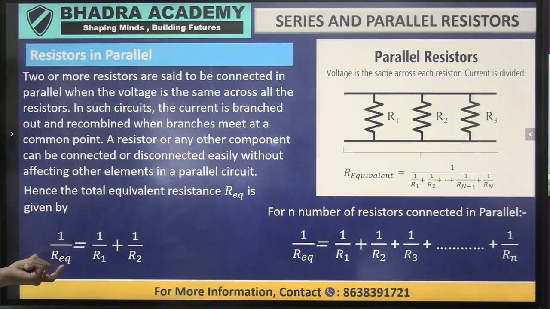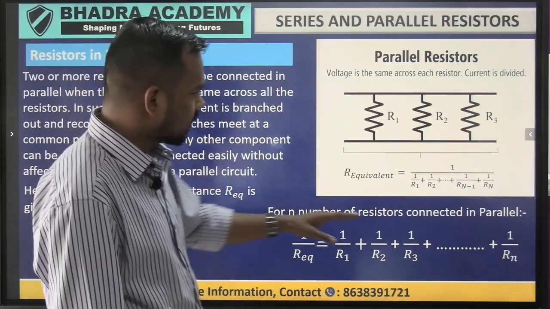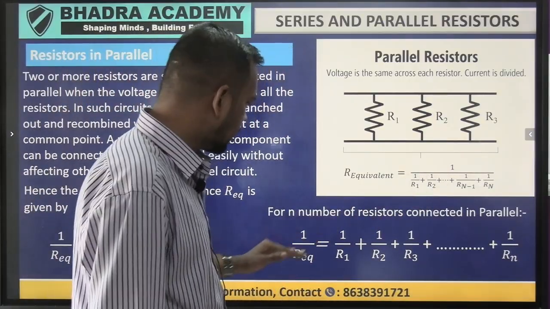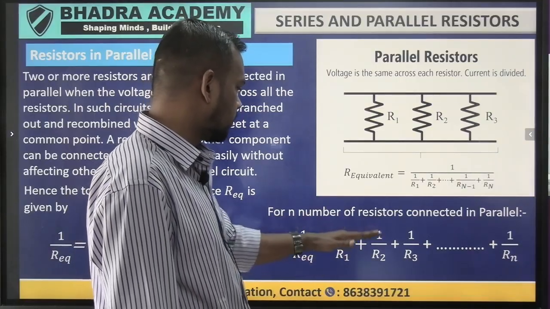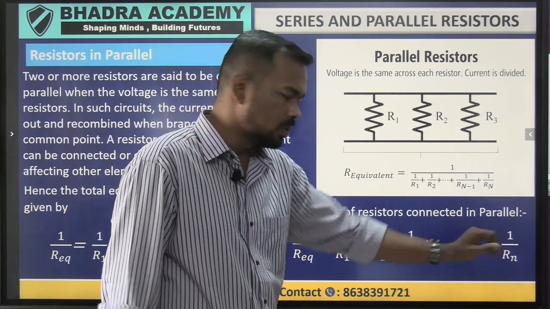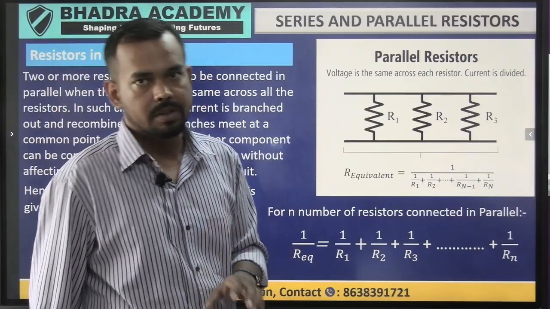Now if we see the total equivalent resistance given for two resistors, it will be 1 by R equivalent is equal to 1 by R1 plus 1 by R2. So this is the equivalent formula for resistors connected in parallel. Now if there are n number of resistors, then 1 by R equivalent is equal to 1 by R1 plus 1 by R2 plus 1 by R3 and so on up to 1 by Rn, right? So this is the formula regarding parallel resistors.